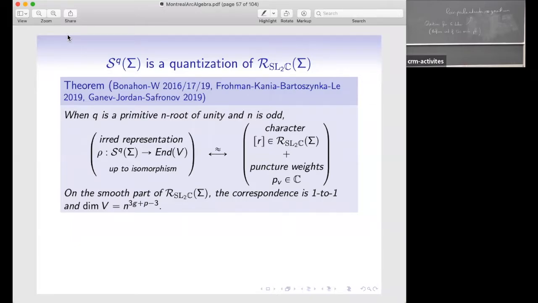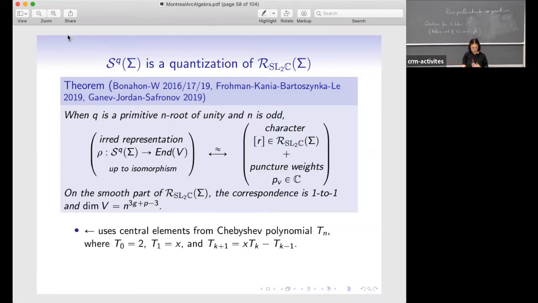And so Fomin, Kanya, Bartosinsky, Lay, and Ganev, Jordan, and Safronov said that it's 1-to-1 because of algebraic reasons. This is where that whole Osmaya stuff came in to show that this actually works. Let's see, so to go from right... No, my arrows are wrong. So you go from left to right. Sorry, the arrow should go the other way.